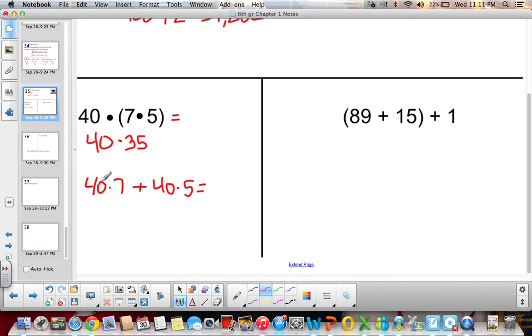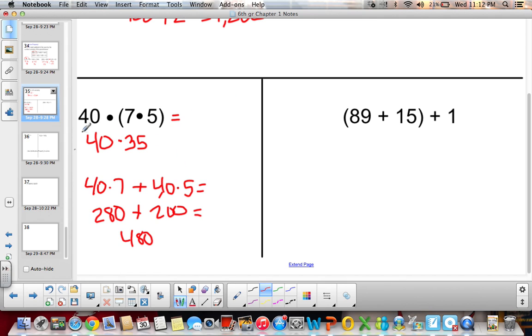okay, so we know that 40 times 7, so 4 times 7 is 28, and then we add our 0 for our ones place, and then we have 40 times 5, 5 times 4 is 20, and then make sure we add on that other 0. So 280 plus 200 would equal 480.